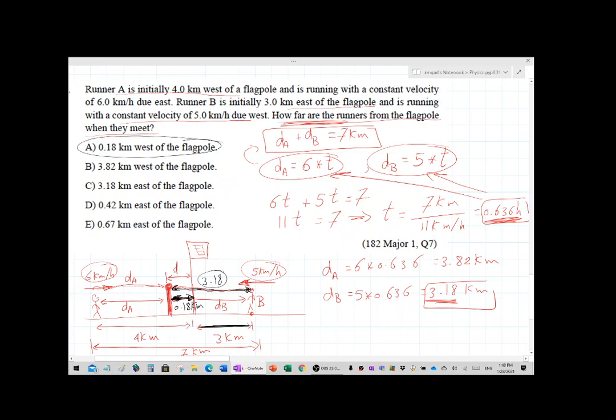You can get it also from the second guy. The second guy moves a distance dA, which is 3.82, while the distance between him at the beginning and the pole is 4 kilometer. So we can get D equals 4 kilometer minus 3.82. It gives you also 0.18 kilometer. So if you use this one or this one, they give you the same result.